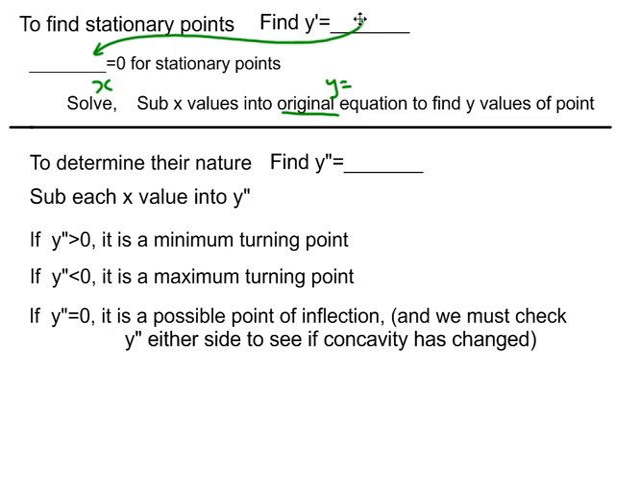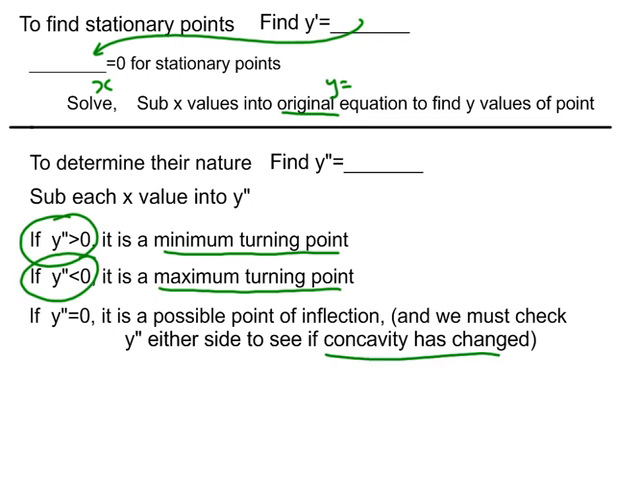Now to determine their nature, we find the second derivative this time, and we sub each of the x values that we found into that second derivative expression. If those x values make the second derivative greater than 0, we've found a minimum turning point. If our x value makes our second derivative less than 0, that means it's a maximum turning point. And if our y double dash is equal to 0, then it's what we call a possible point of inflection. And as you know, we must check y double dash either side of that point to see if our concavity has changed. Quite a process, but you'll get the hang of it with enough practice.